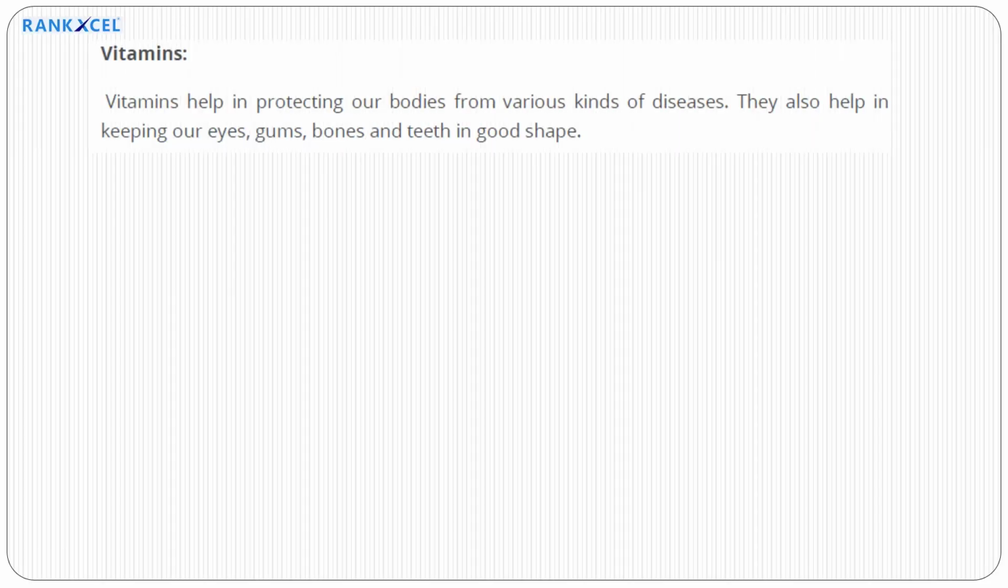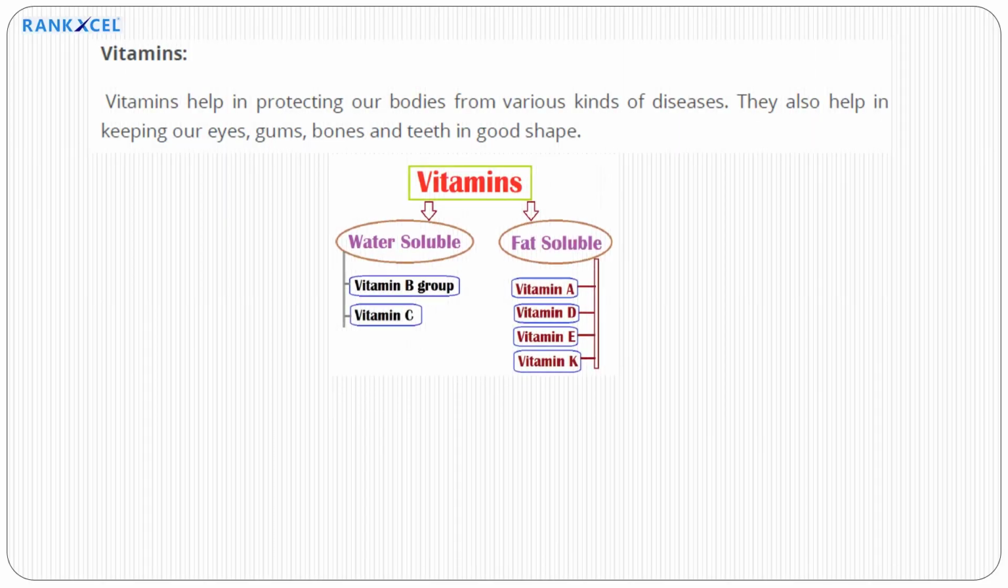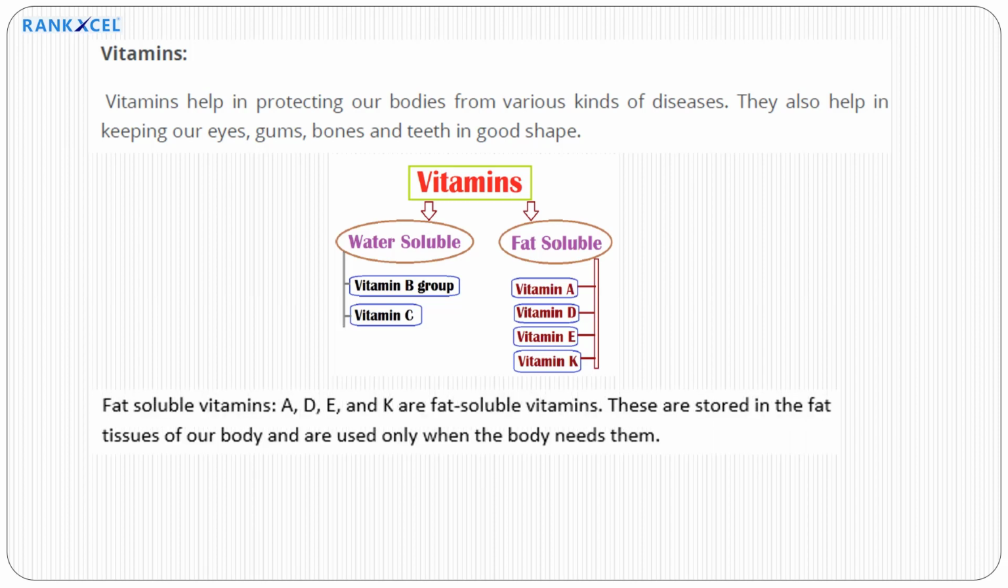Vitamins help in protecting our bodies from various kinds of diseases. They also help in keeping our eyes, gums, bones and teeth in good shape. Fat-soluble vitamins: A, D, E, and K are fat-soluble vitamins. These are stored in the fat tissues of our body and are used only when the body needs them.